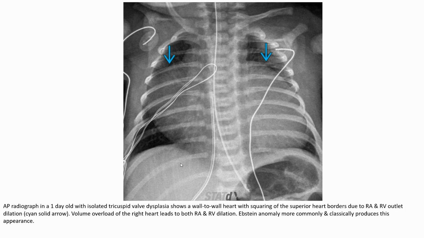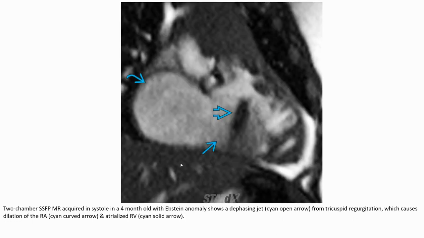This radiograph shows a wall-to-wall heart with sparing of the superior heart border due to right ventricle and left ventricle aortic dilatation. Volume overload of the right heart leads to both right atrium and right ventricle dilatation. Ebstein anomaly more commonly and classically produces this appearance. This echocardiogram also has a regurgitant jet from tricuspid regurgitation which caused dilatation of the right atrium and atrialized right ventricle. Thank you.